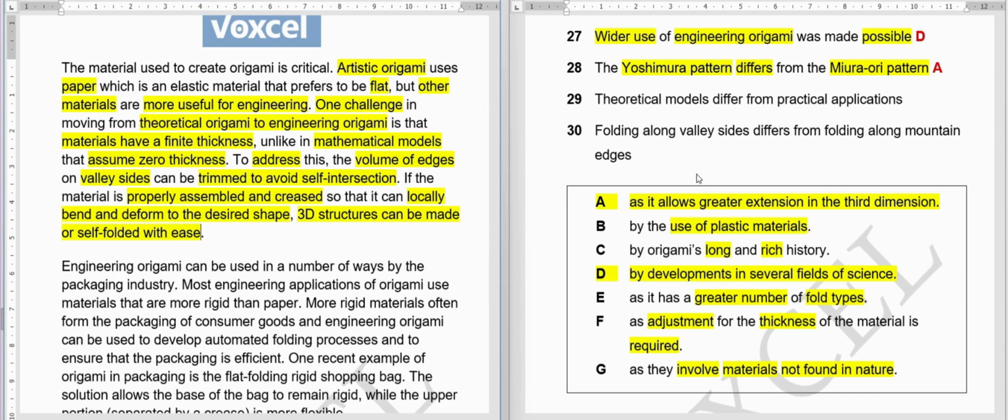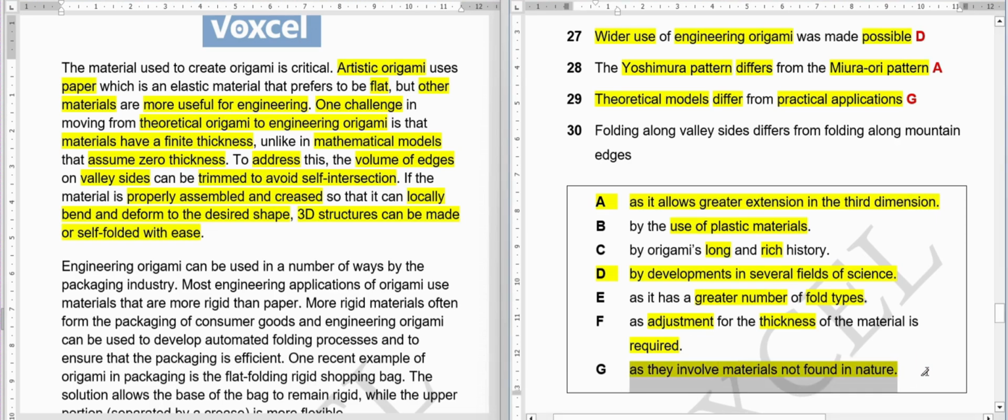Okay, time's up, and let me first mark the important words. So, what is the answer to this question? And the answer is, drum roll please, G, as they involve materials not found in nature. So, where it is written, can you tell me? Yes, here.